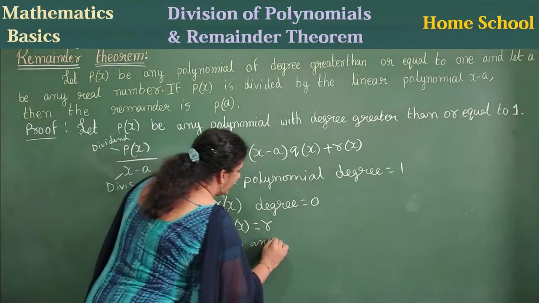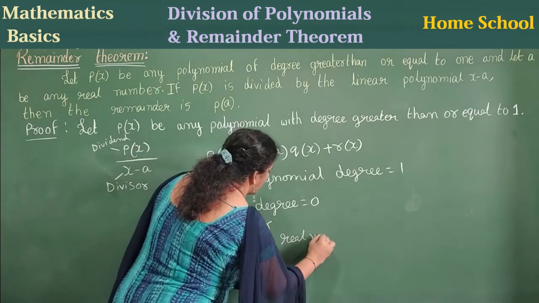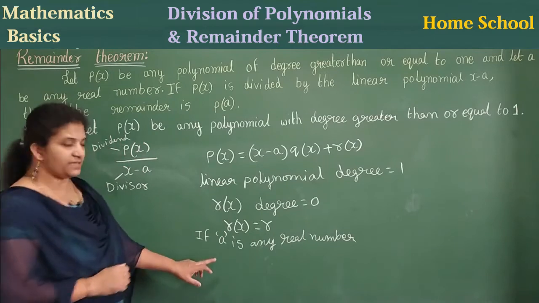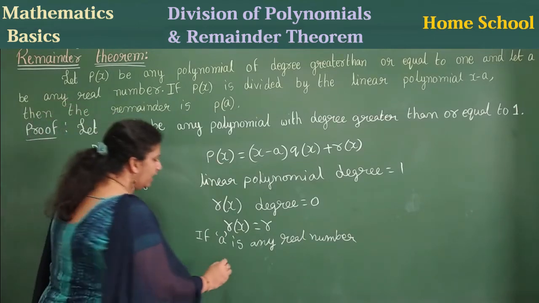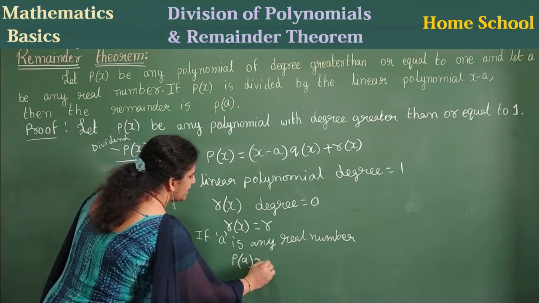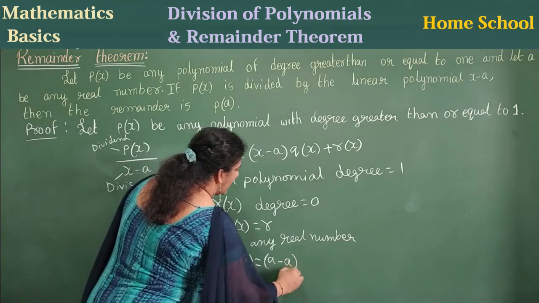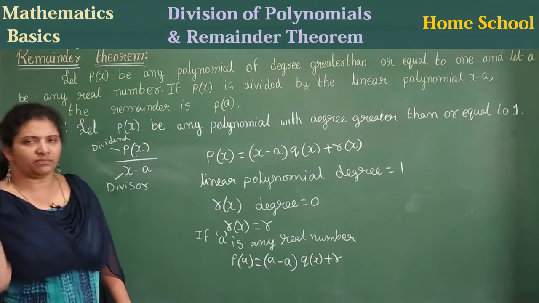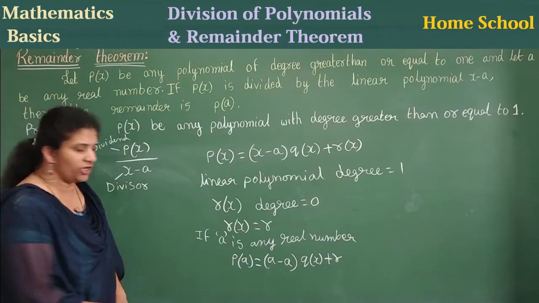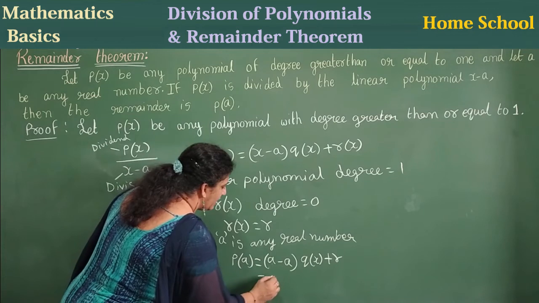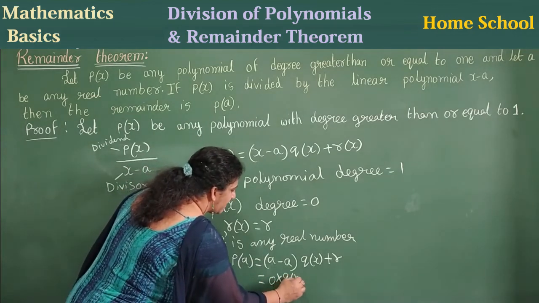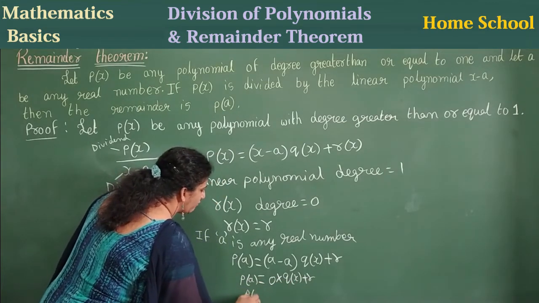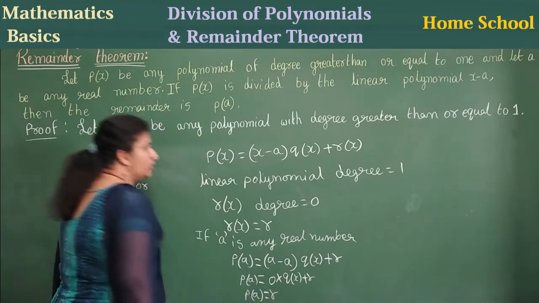If a is any real number, so what do we do, children? This a we will substitute in the place of x. Ready? P of a is equal to a minus a into q of x plus, what is the degree of r of x? r. Let me write it as r. It is a constant polynomial, right? So a minus a will be 0 into q of x plus r. 0 into anything will be 0. So finally, what are you getting? P of a is equal to r.